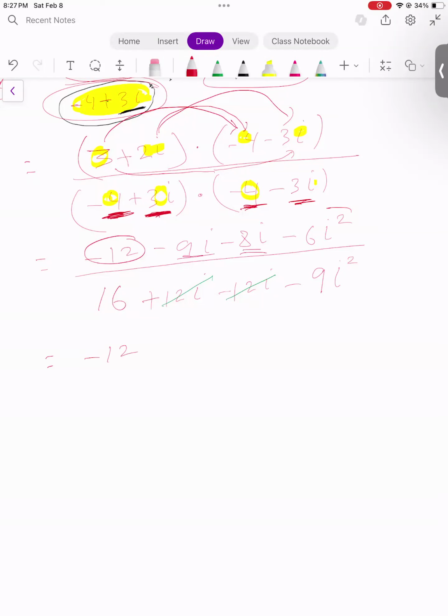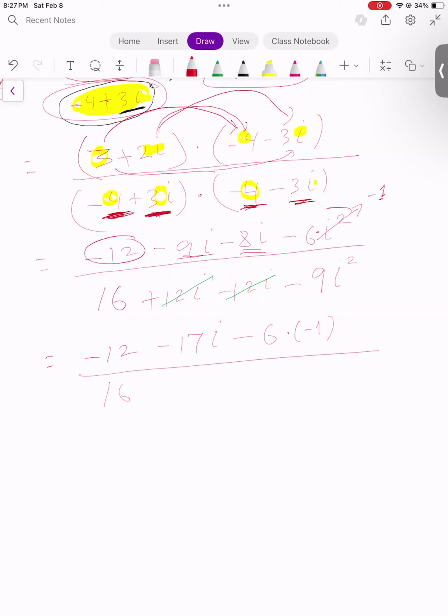-9i, -8i, that is -17i minus 6. What do we know about i squared? i squared is always equal to -1, right? So if you have i squared, you have to rewrite that using -1. Okay, so we have -6, we have times here, times -1.